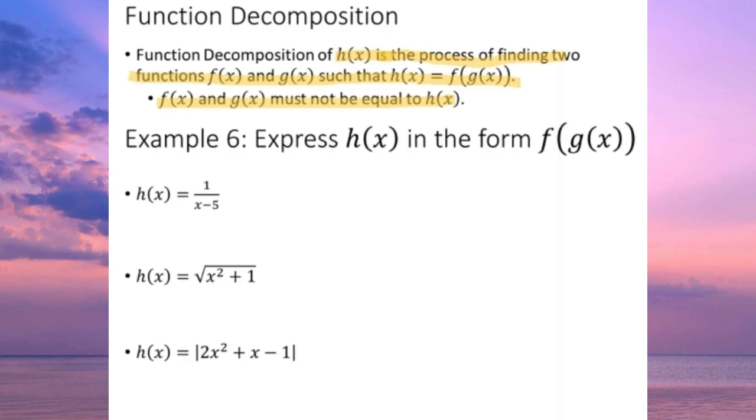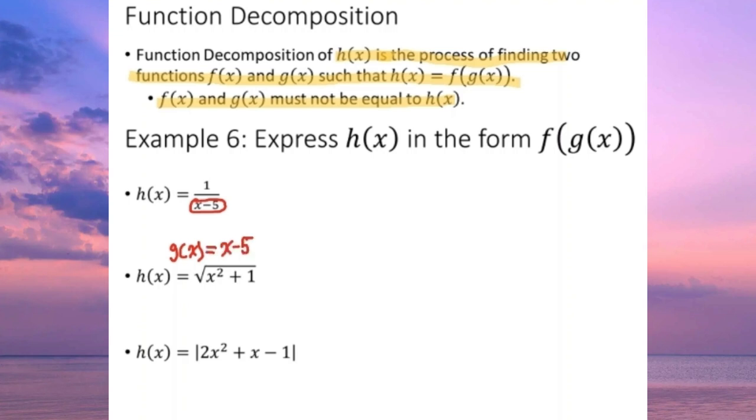This skill is very important in calculus, where you're dealing with very complicated problems, and being able to decompose those complicated functions into simpler functions allows us to perform calculus operations a lot easier. The way we're going to decompose our function is first we're going to identify g of x. G of x is going to be the expression that's trapped within some sort of operation. If we take a look at the 1 over x minus 5, notice how x minus 5 is trapped in the denominator of the division. So we're going to make g of x equal x minus 5.